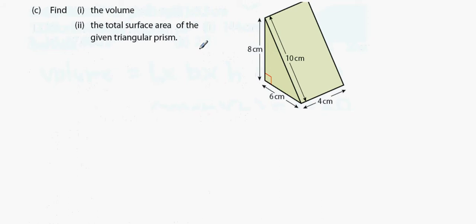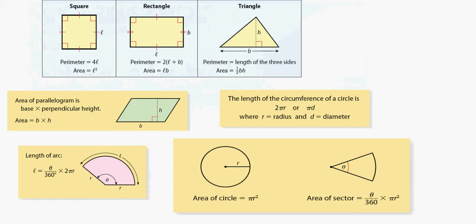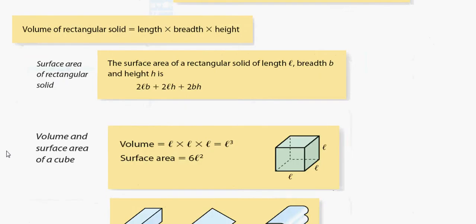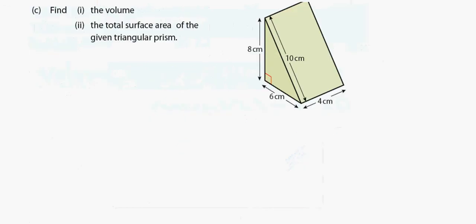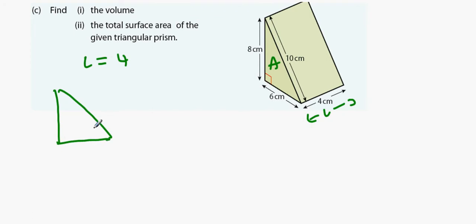Find the volume and the total surface area of the rectangular prism. Alright, so what we got to do for this, if you read the notes at the front, what we know is that the volume of a prism is the area of one of the faces multiplied by the length. So we need to find the area, and then we need to multiply by the length. So length equals 4. And the area is the area of a triangle. So the triangle of area A is going to have a height of 8 and a base of 6.